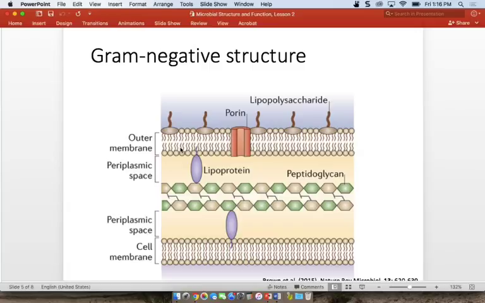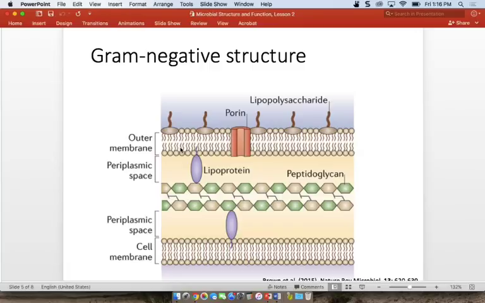Everybody remembers Wednesday we did simple stains. It will stain a gram-negative cell. But why, when we add alcohol, does it get washed away? What's different between gram-positives and gram-negatives? Sarah? Gram-positive has the teichoic acid. Okay, that is a difference, not the exact one I'm looking for. There's not as much peptidoglycan. Thank you. Not as much peptidoglycan.